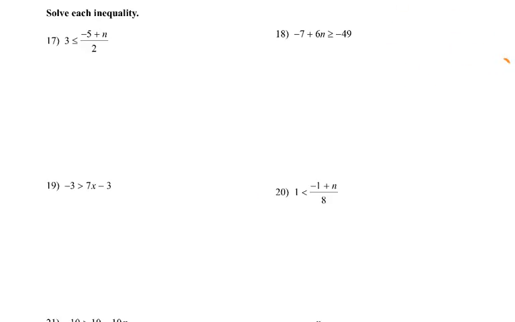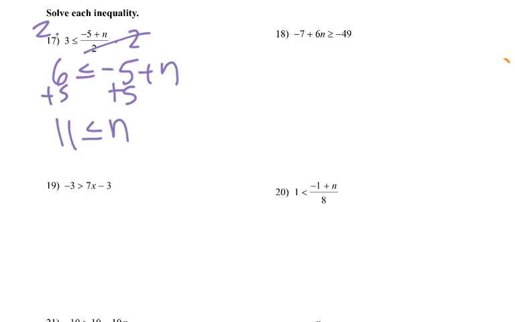Alright, so 3 is less than or equal to negative 5 plus n over 2. First step, times both sides by 2. If we do it to both sides, we can. So we get 6 is less than or equal to negative 5 plus n. Add 5. We get 11 is less than or equal to n. Good enough. Okay, 18.